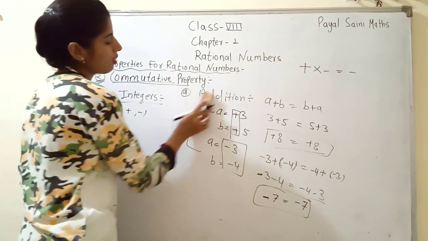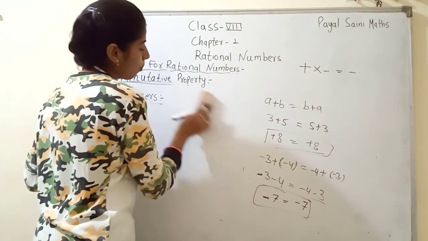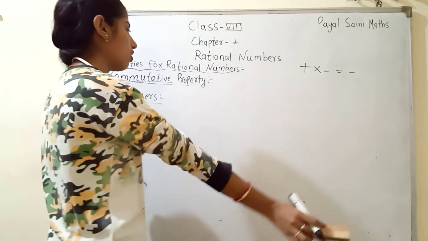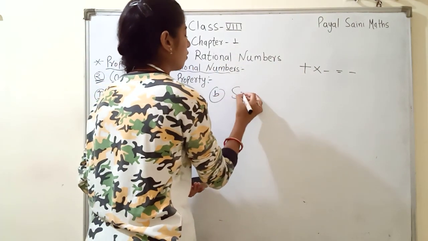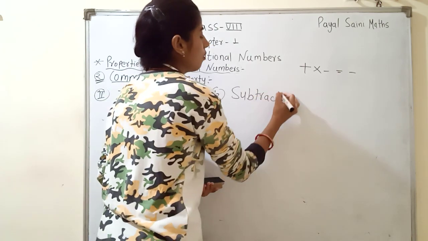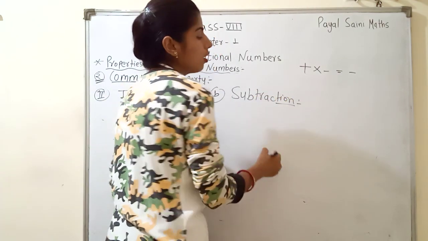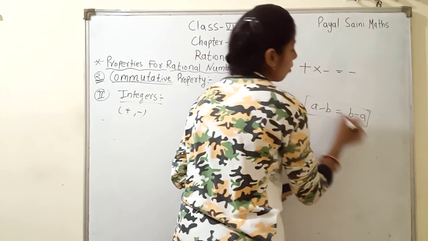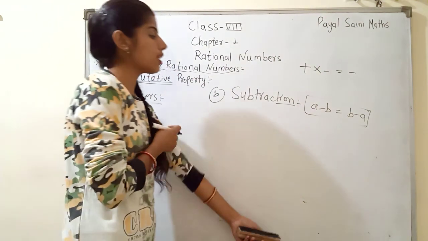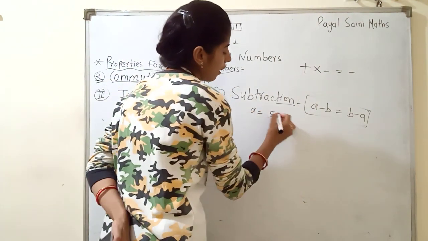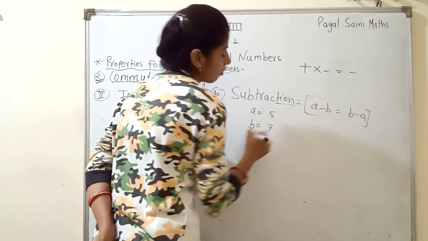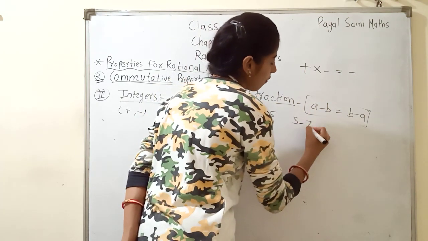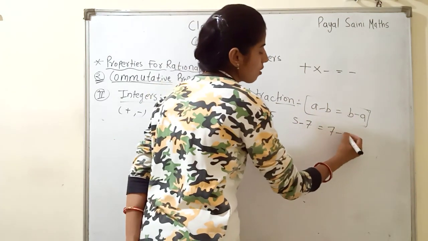Now we start operation number B. Operation number B is subtraction. In subtraction, now we check. For subtraction, A minus B equal to B minus A. We prove this. If it is proved, then we can say it's verified. For this I will write an example. A value is 5, B value is 7, and both are plus. Now left hand side is 5 minus 7 and right hand side is 7 minus 5.